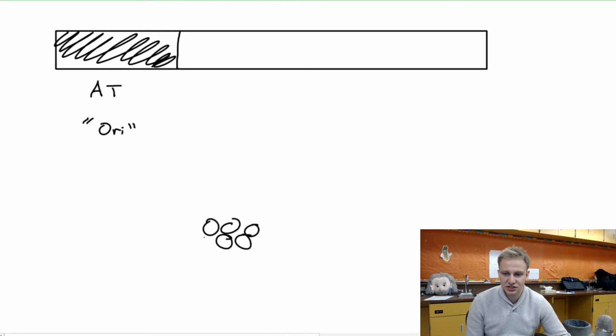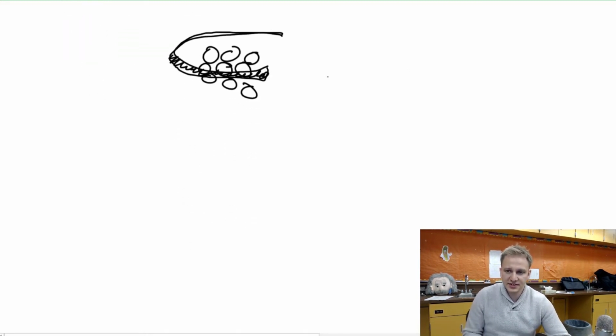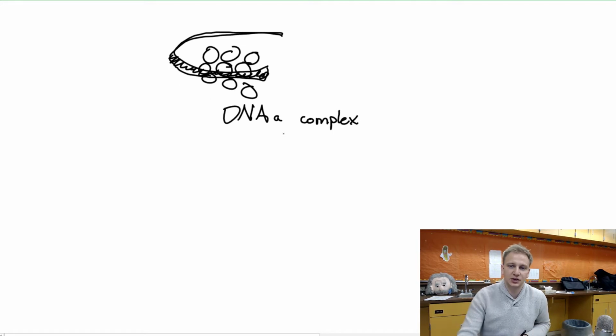Usually it's drawn as just a bunch of balls like this. And what'll happen is this ORI will actually wrap itself around that region. So it'll wrap itself around. So this is that dark region. And what that'll do is hold the DNA in one place so that it makes it easier for the certain enzymes or the certain parts of DNA replication to find that strand of DNA and begin the replication process. This complex is called DNA A. It's called the complex. So that's what the AT region will reach around.